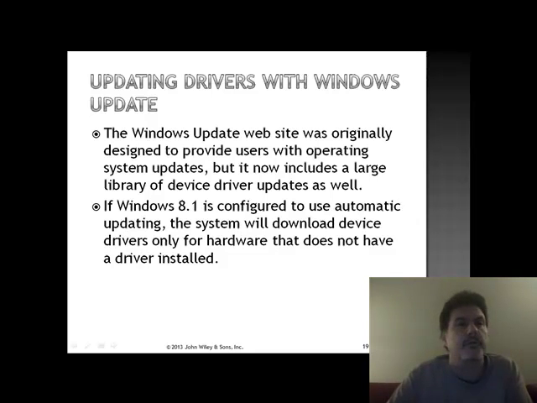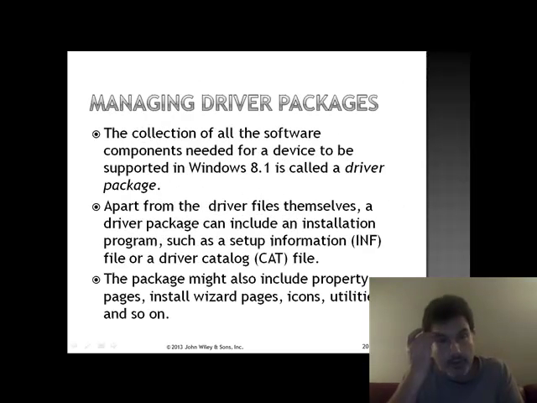Updating drivers with Windows Update. The Windows Update website was originally designed to provide users with operating system updates. But now, with the whole driver signing process being very important for driver security, Microsoft Windows now includes a large library for device driver updates. If Windows 8.1 is configured to do automatic updating, the system is going to download device drivers only for hardware that it does not have a driver installed for by default. Okay? So, if you want to install an updated driver for a specific piece of hardware, you can do that through the device manager, and we'll talk about that momentarily.